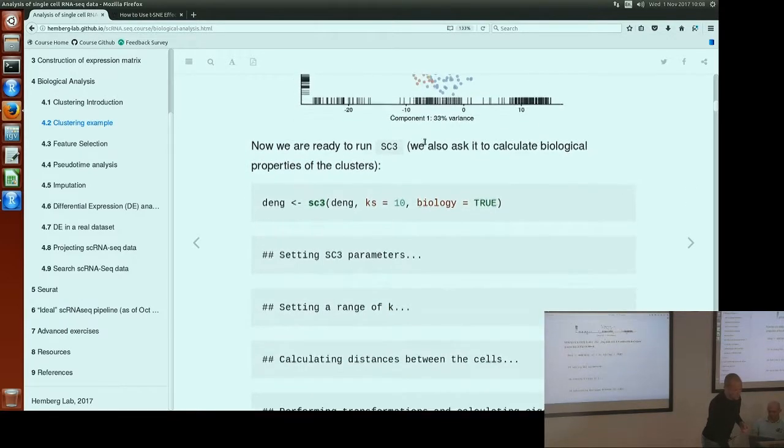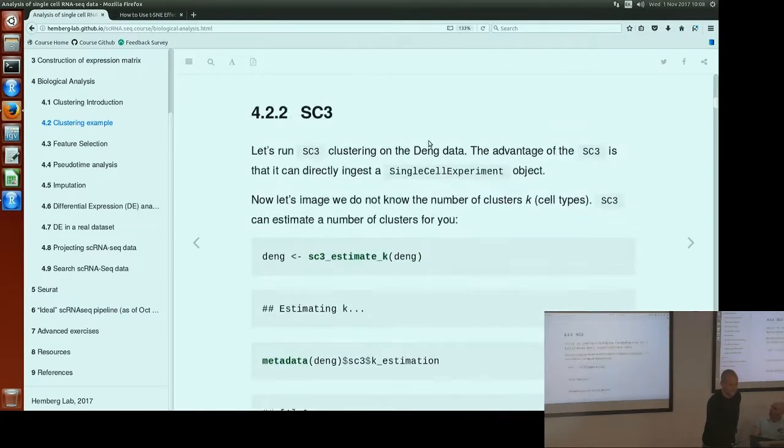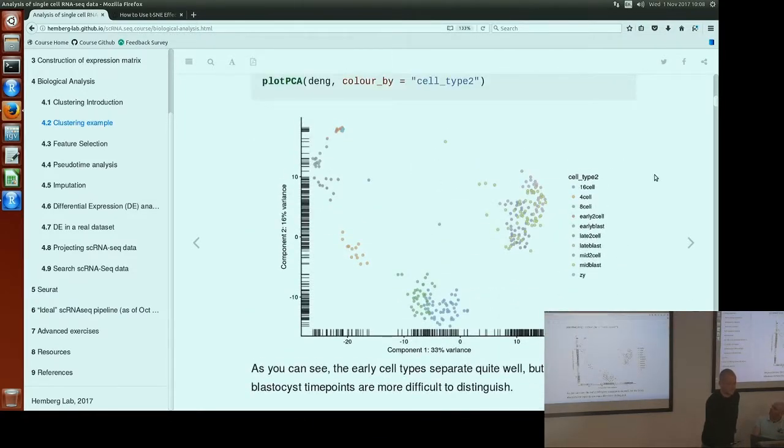So now we can run SC3. If we go to the previous plot, we were looking at cell type 2. And then when we apply SC3, we apply it to cell type 1. Is it correct, or is there different data? So I think the question is, what's the difference between cell type 1 and cell type 2?